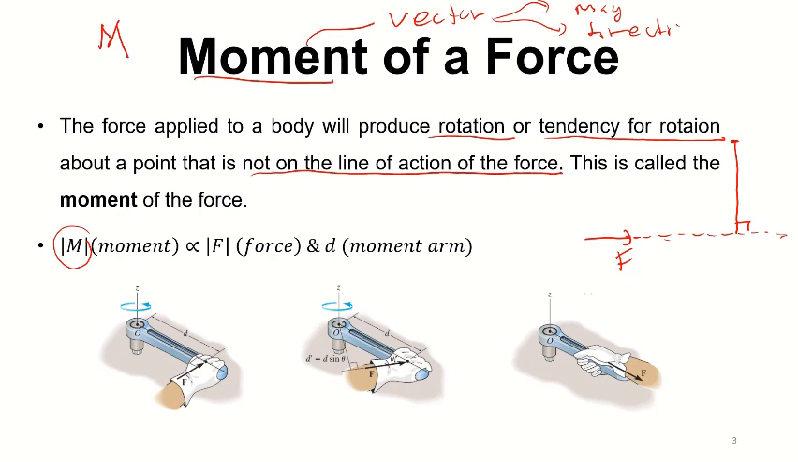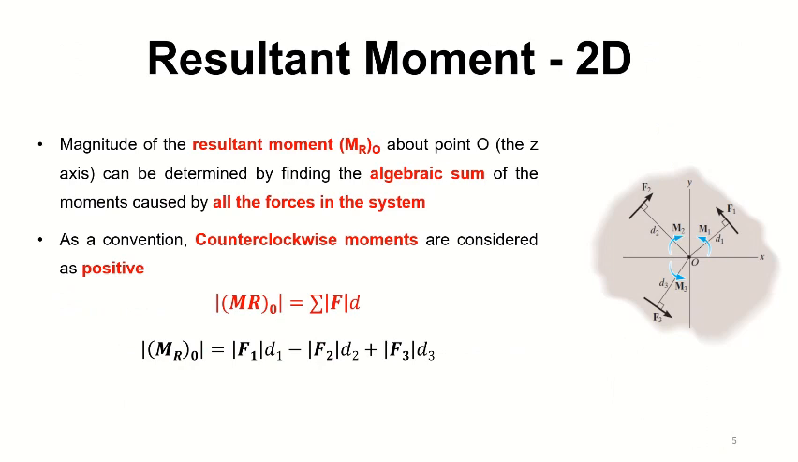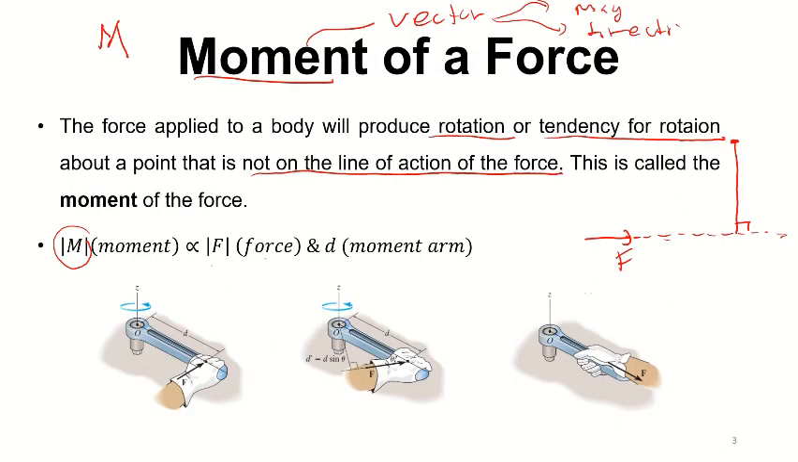If a force is applied to the handle of the wrench, it will tend to turn the bolt about point O. If this is point O, it will tend to turn this bolt about point O, right? We know that the magnitude of the moment is directly proportional to the magnitude of the force and the moment arm. We can see in the first picture that the moment M is proportional to F and d. d is the perpendicular distance, right? Here, what is the moment?